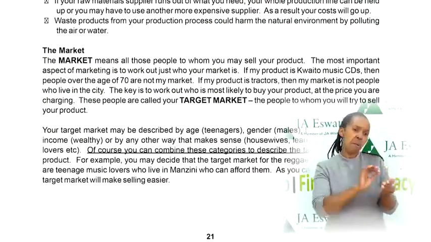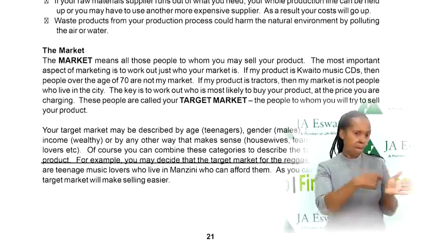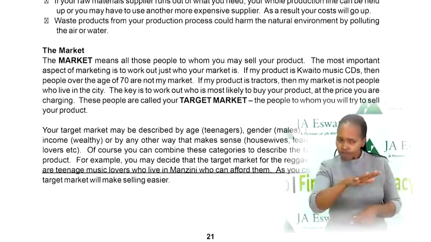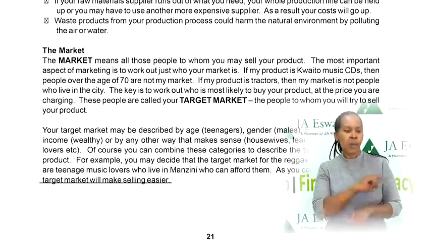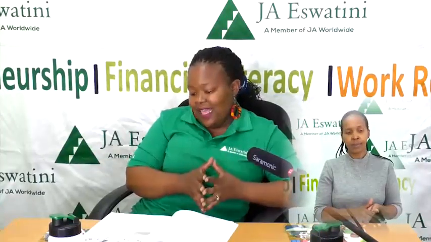Of course, you can combine these categories to describe the target market for your products. For example, you may decide that the target market for the reggae CDs you are selling are teenage music lovers who live in Manzini, who can afford them. As you can see, knowing your target market will make selling easier because now you'll know, okay, I'm looking at this target market and this is what they prefer. This is what they like as my target market. Then the market means all the people that are willing to buy that particular product that you have or for your business. We'll then go on to describe what needs and wants are.